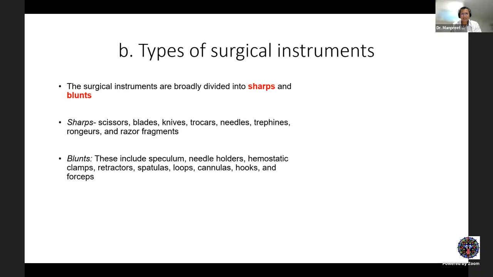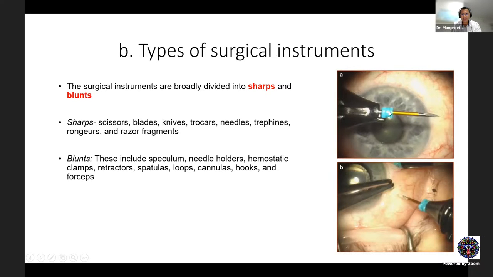So what are the types of surgical instruments? They can be broadly divided into sharps and blunts. The sharps include scissors, blades, knives, and trocars. You know that a trocar is a very sharp thing. This is a VR trocar. And trephines we use for cornea and for canaliculus. Bone rongeurs or punches, and razor fragments which we earlier used for cataract surgery to form the corneal incisions in SICS. Now we don't use that.